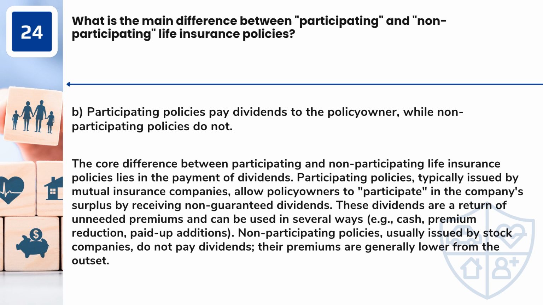The core difference between participating and non-participating life insurance policies lies in the payment of dividends. Participating policies, typically issued by mutual insurance companies, allow policy owners to participate in the company's surplus by receiving non-guaranteed dividends. These dividends are a return of unneeded premiums and can be used in several ways, for example cash, premium reduction, or paid-up additions. Non-participating policies, usually issued by stock companies, do not pay dividends; their premiums are generally lower from the outset.